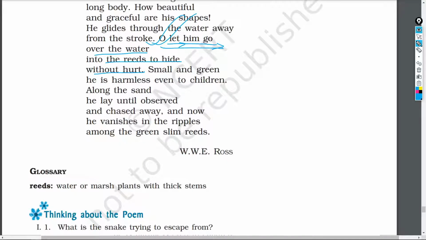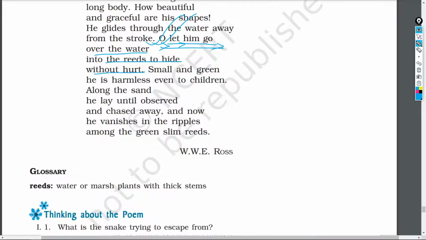Okay, तो अभी कवि ने ऐसा बोला कि उनको जाने दीजिए, मतलब what type of sentence? It is the optative type of sentence. Okay, let him go, optative type. Okay, the sense also may be imperative in the sense that it is also some sort of expectation. उनको जाने दीजिए. कहाँ जाने दीजिए? Over the water into the reeds to height without hurt.